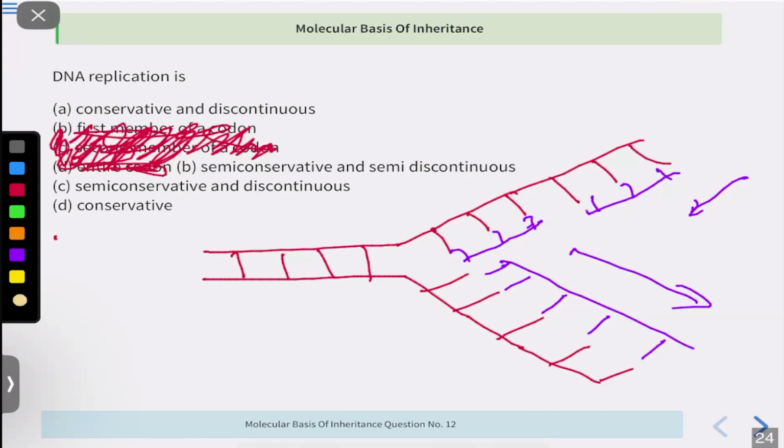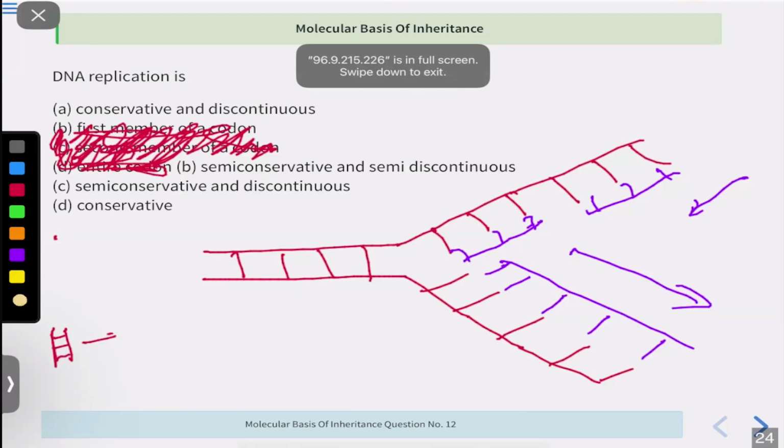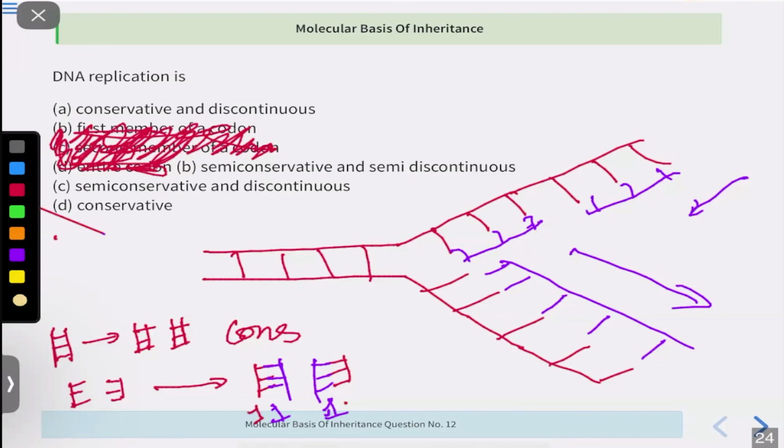Now conservative means you take the whole DNA and you turn it into two, like that. No. But here, we are taking two strands of DNA, and in these two strands, we are using one of the parent strands, and we are synthesizing one daughter strand. So both the new DNAs have one parent and one daughter strand, one of each. This is called the semi-conservative method of DNA replication. Understood?